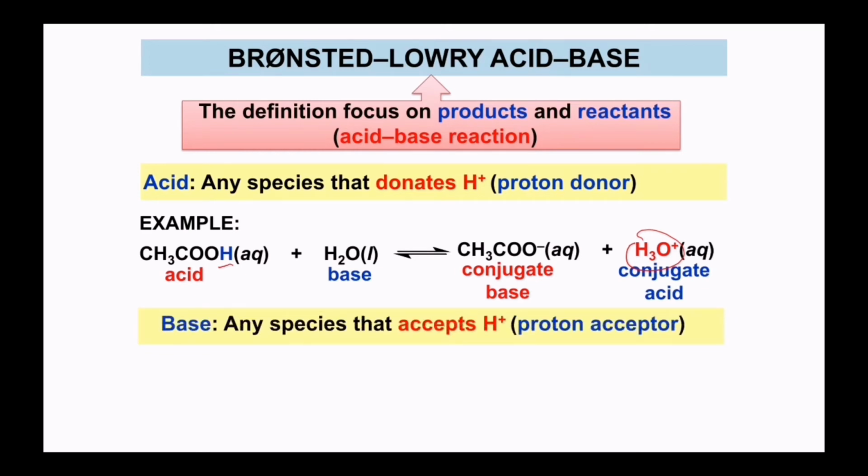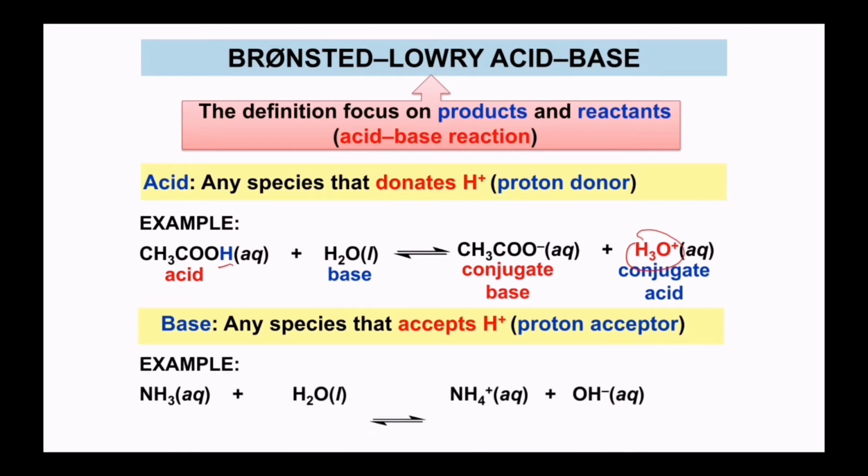Next, base is any species that accepts H+, or known as proton acceptor. For example, we have this equation. So we have NH3 plus H2O. Both consist of hydrogen in the formula, so it's hard to tell by just looking at the reactants. So now let's look at the product. So we have NH4 plus and also OH minus.